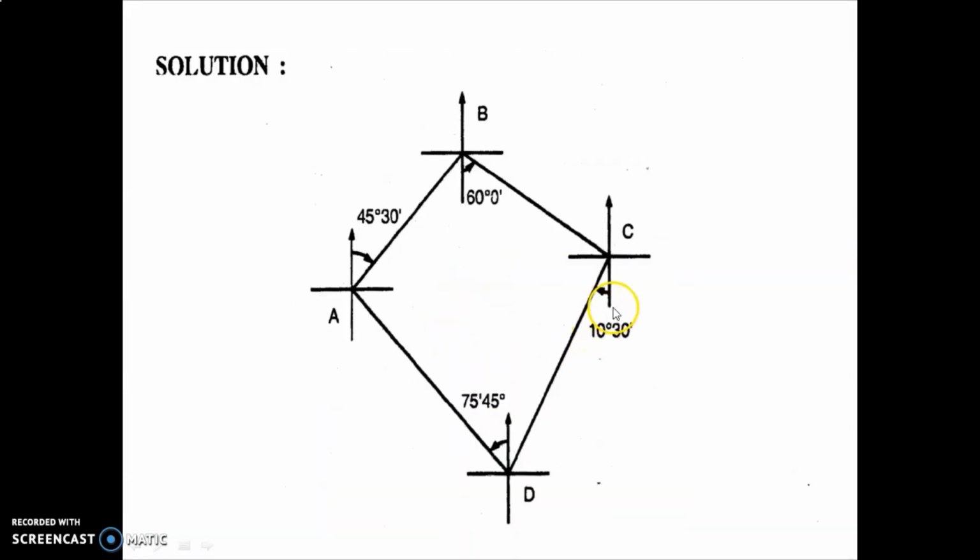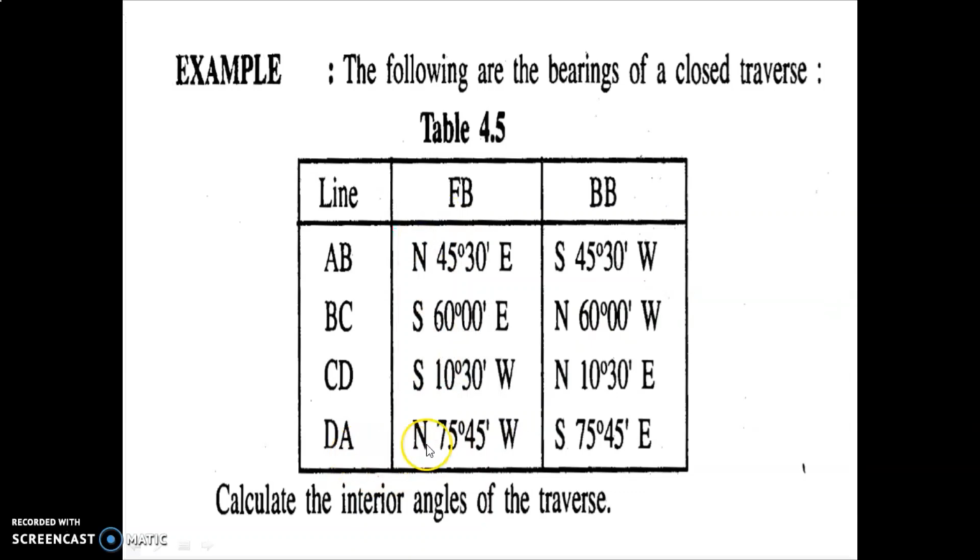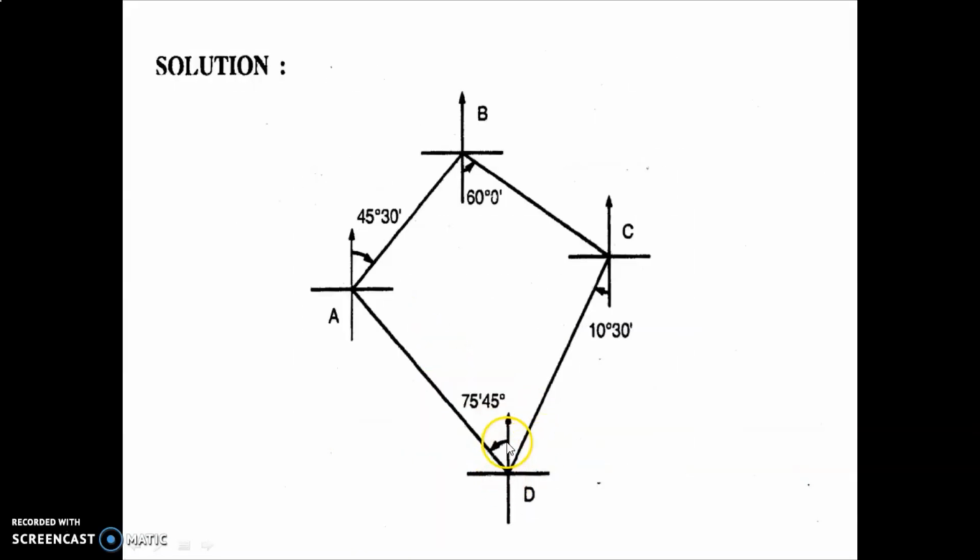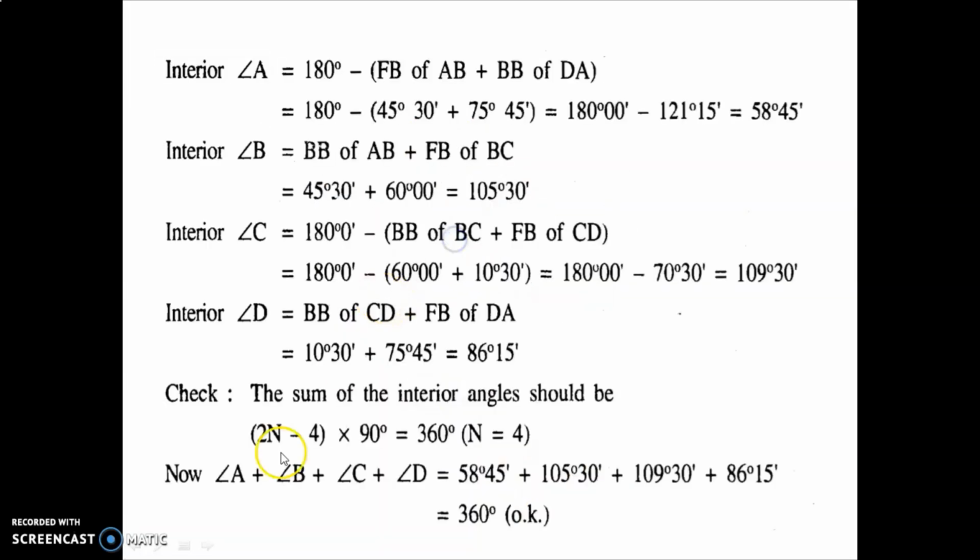South is the south pole, south to west is 10 degrees this way, and then you have to draw one line. Then DA is given as north 75 degrees 45 minutes. This is your fore bearing reading. You can see this is the north pole, so from north this way is 75 degrees 45 minutes. By this way you have to complete your traverse, and then calculate the angles.